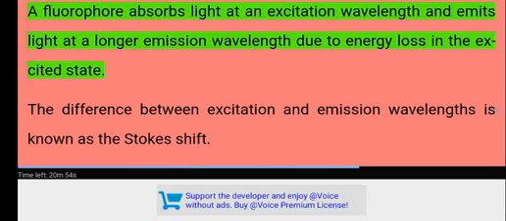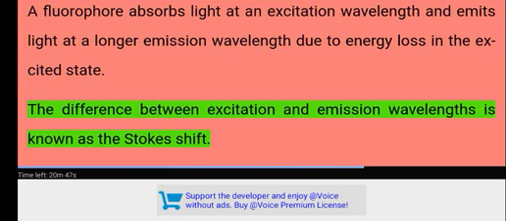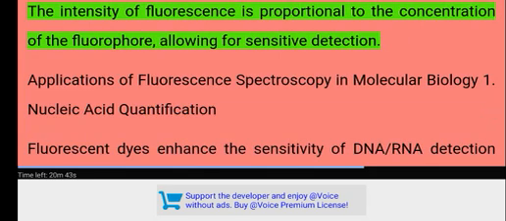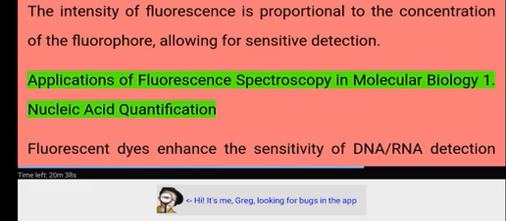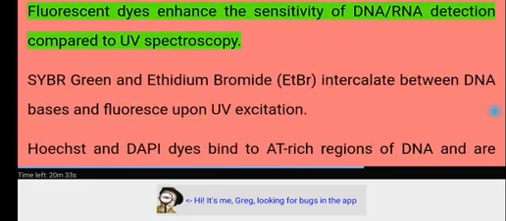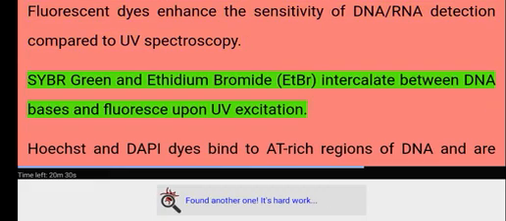A fluorophore absorbs light at an excitation wavelength and emits light at a longer emission wavelength due to energy loss in the excited state. The difference between excitation and emission wavelengths is known as the Stokes shift. The intensity of fluorescence is proportional to the concentration of the fluorophore, allowing for sensitive detection. Applications of fluorescence spectroscopy in molecular biology. 1. Nucleic acid quantification. Fluorescent dyes enhance the sensitivity of DNA and RNA detection compared to UV spectroscopy.